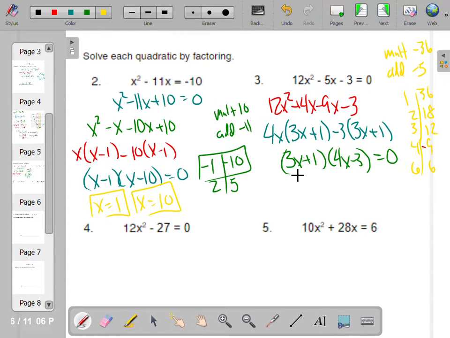So if I wrote a little mini equation here, to find when this equals 0, I would subtract 1 and then divide by 3. So x equals negative 1/3. Here I would add 3 and then divide by 4, so x equals 3/4. Those are your zeros for that problem.